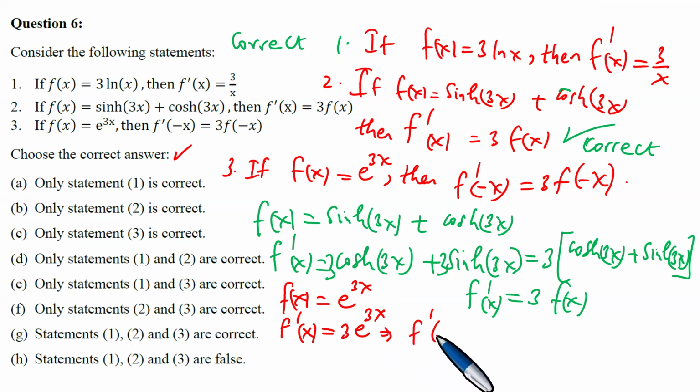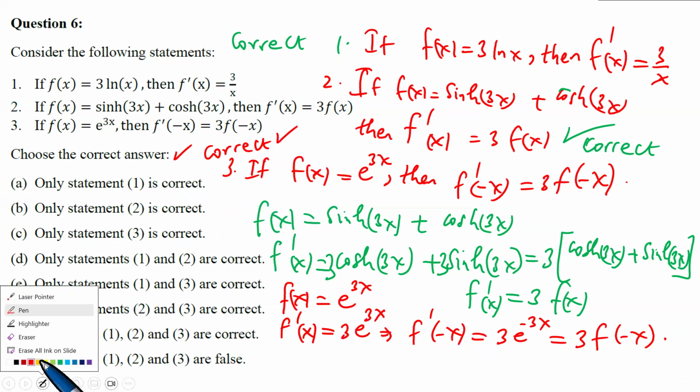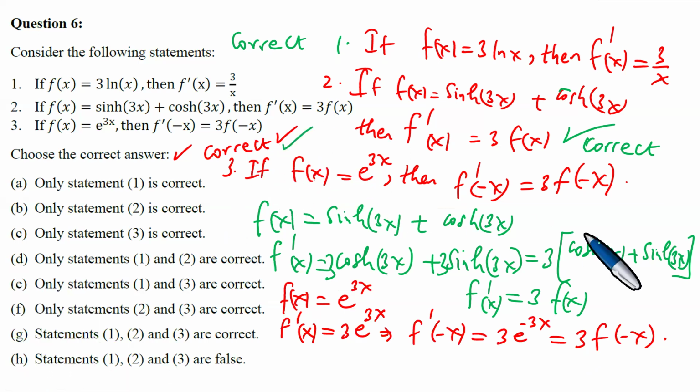Meaning, if you have f prime of minus x, it is 3e to the minus 3x, which is that e to the power minus 3x is exactly f of minus x. So the f prime of this is actually that. So statement 3 is also correct. Okay, so we have 3 correct ones: this one is correct, 2 is correct, and also 1 is correct.